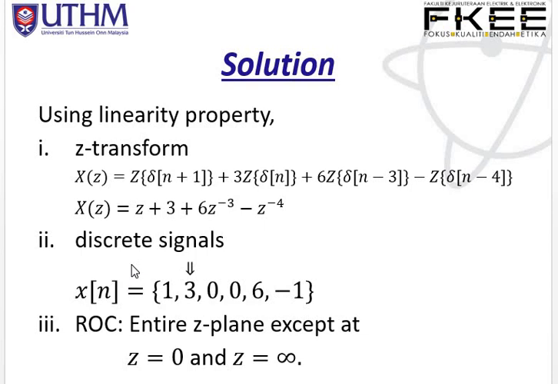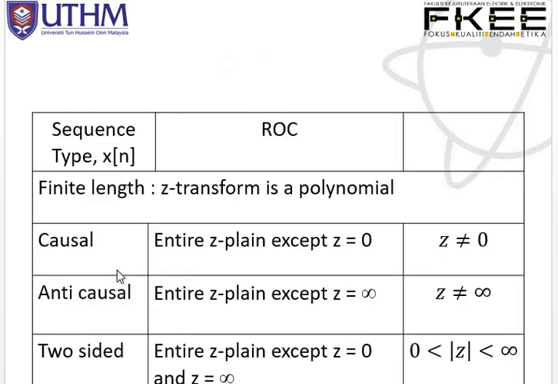Next is to find the ROC. For the ROC you can refer to the table. This is two-sided: the left-hand side has values, and the right-hand side also has values. So we check the table for the ROC. For a finite two-sided sequence, the ROC is the entire z plane except z equal to 0 and z equal to infinity.